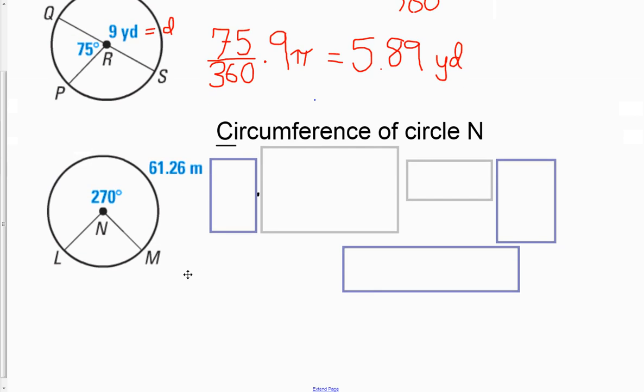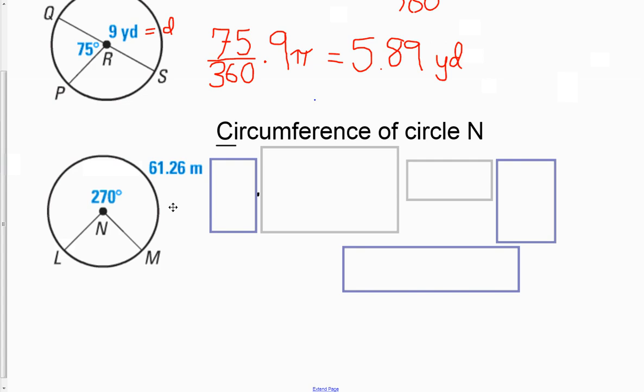Next, circumference of circle N. So we've got circle N, and here's what I was just talking about. This is 270 degrees, and this time they gave us 61.26. When they give it to you like this, they're talking about from here to here, and I don't really want to call it LM because that would be this way, but if we called it LXM and I put an X over here, this arc is 61.26 for the angle that is 270 degrees.